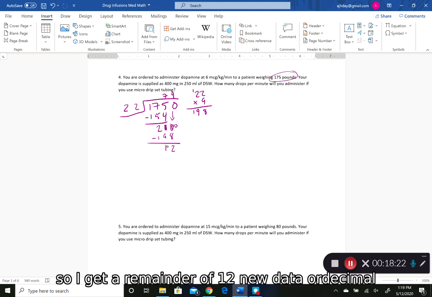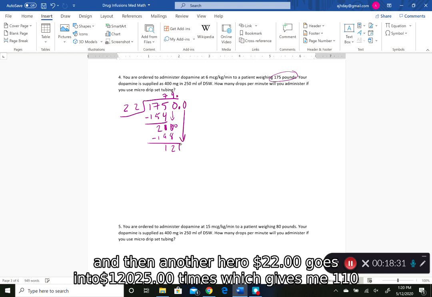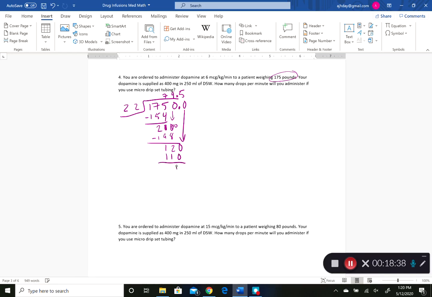So I get a remainder of 12. So we need to add our decimal. Bring down another 0. 22 goes into 120. It's going to be 5 times, which gives me 110.